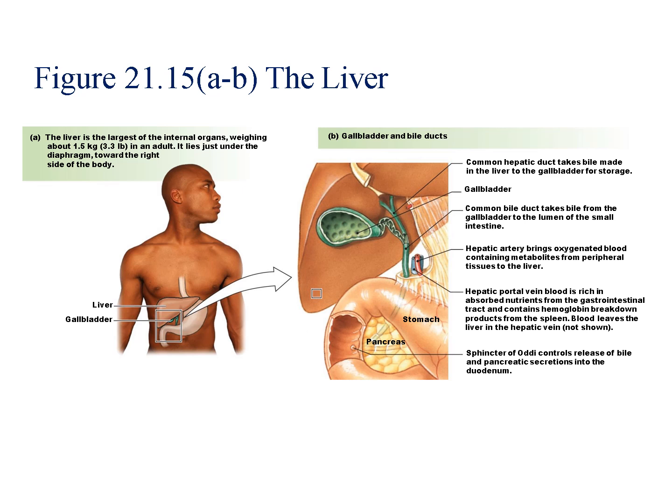The common hepatic duct transports bile from the liver to the gallbladder, where it is stored and concentrated until needed. When fats enter the small intestine, bile is released from the gallbladder through the common bile duct into the lumen of the small intestine. The liver receives blood from two sources. The hepatic artery delivers oxygenated blood to supply liver tissues, while the hepatic portal vein carries nutrient-rich blood absorbed from the gastrointestinal tract. This blood also contains metabolites and waste products, including hemoglobin breakdown products from the spleen.